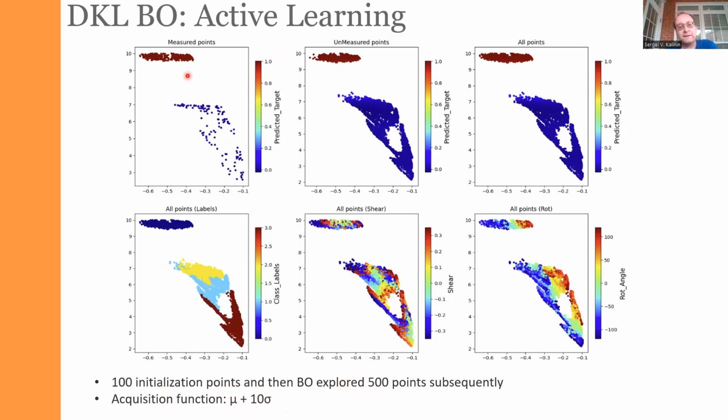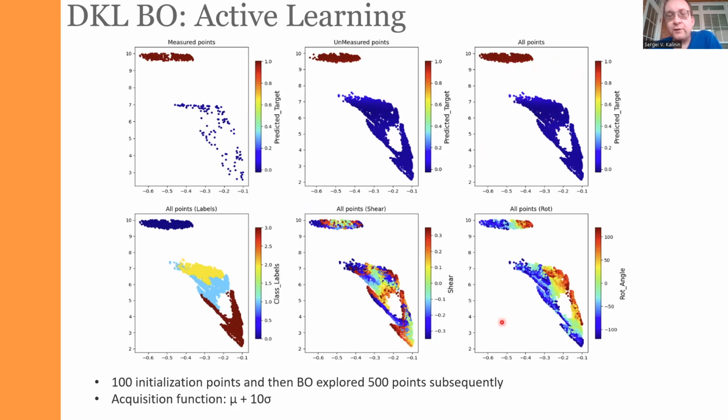But look what happens in this case. So now we train the algorithm in an active manner. And this is our measured points. This is what is sampled during the algorithm. This is our unmeasured points. So this is the prediction for the remaining several thousand cards. This is all the points together. And these are the ground truth labels.